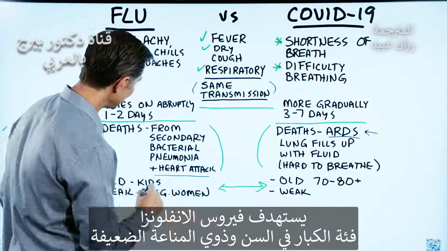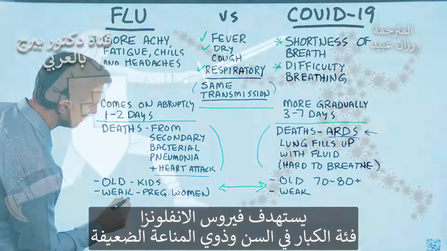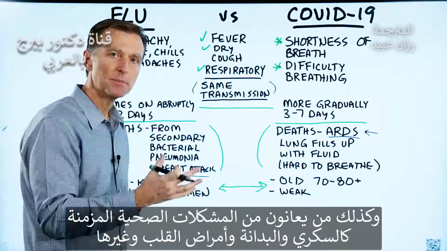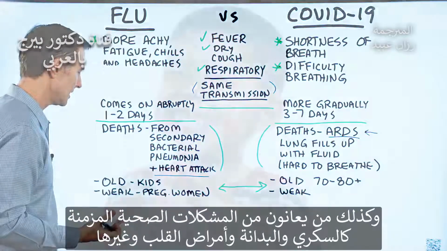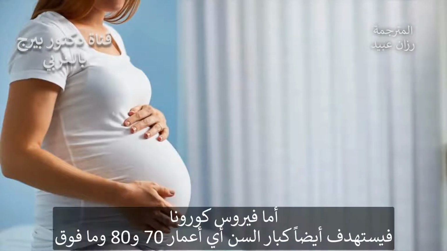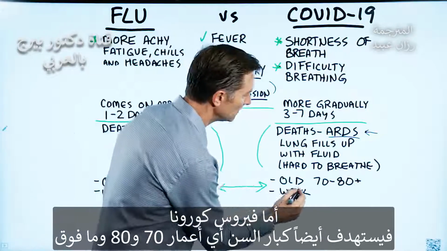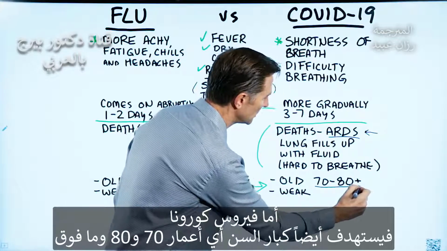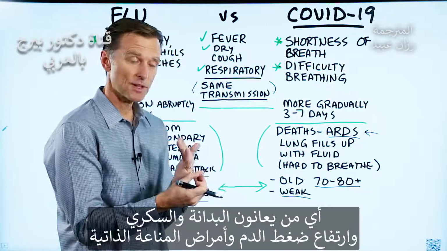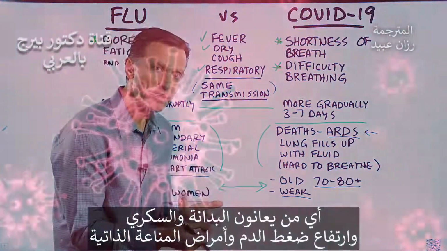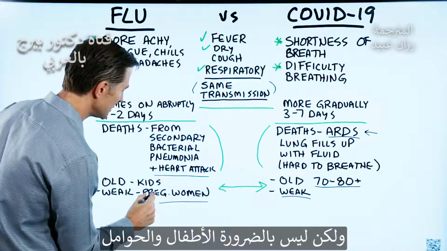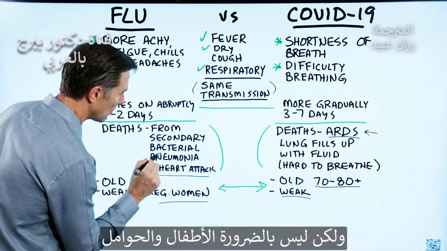Now, with the flu virus, it targets the elderly, people with a weak immune system, or someone who has a chronic health problem, diabetes, obesity, heart disease, etc. It also targets children and pregnant women. Whereas in the coronavirus, the target is the elderly, 70, 80 plus years old, and people with pre-existing health problems. Believe it or not, obesity is a high risk, diabetes, high blood pressure, people with autoimmune disease, basically people with a weakened immune system, but it doesn't necessarily target children or pregnant women.